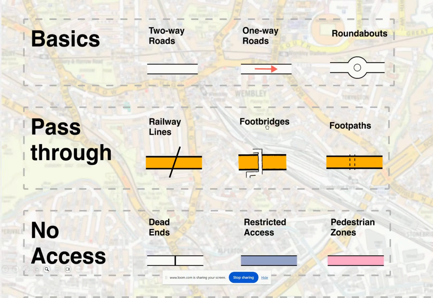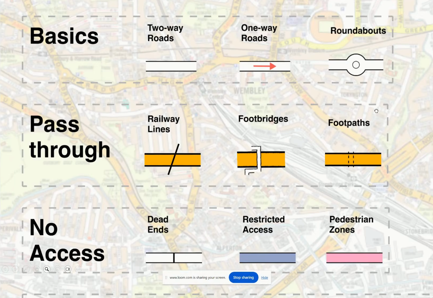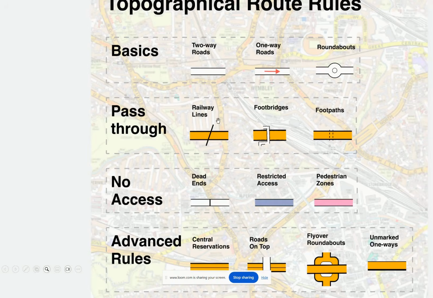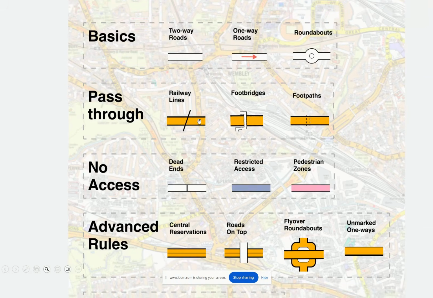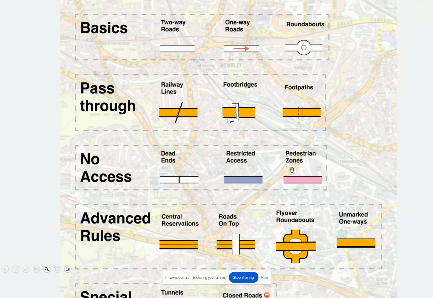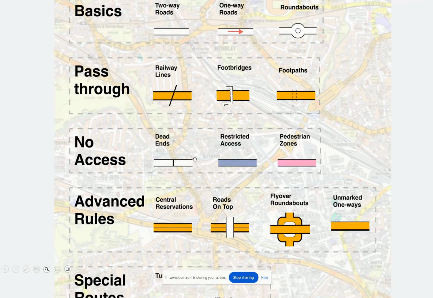And then we have some other features, things like railway lines, footbridges, and footpaths. It is important to be able to identify these and navigate them accordingly. These are features that you can simply pass through. However, how can we tell that there's a railway line and not a dead end, when a railway line appears to be a black straight line, and so can dead ends? They can appear the same. Next, you've got features that you don't want to access, things like restricted access, pedestrian zones, and dead ends.